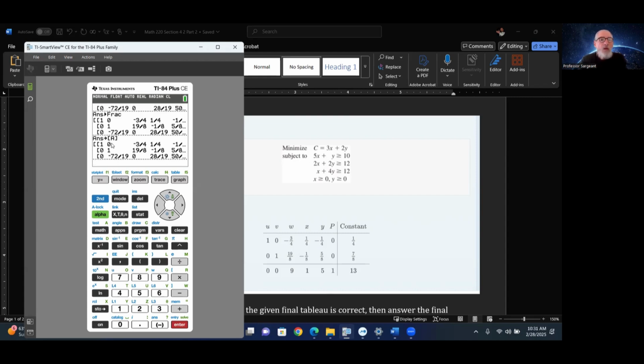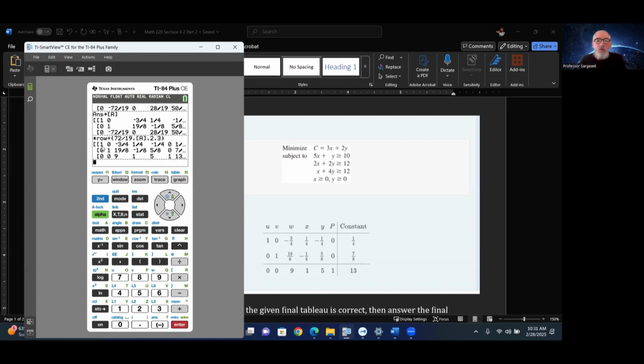And finally, in column 2, negative 72/19, we're going to take positive 72/19 times row 2 and add it to row 3. And I do have it stored. Okay. Row 2 is doing the work. What's being worked on is row 3.